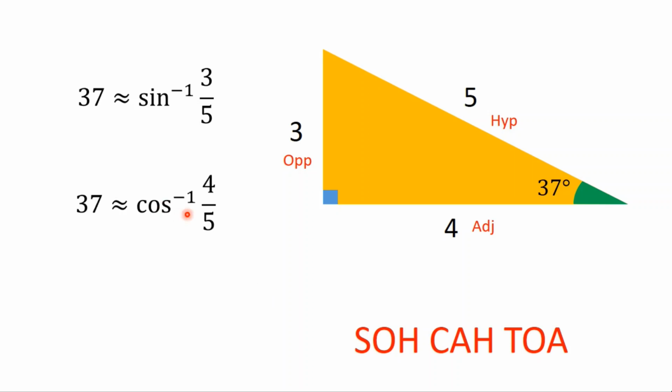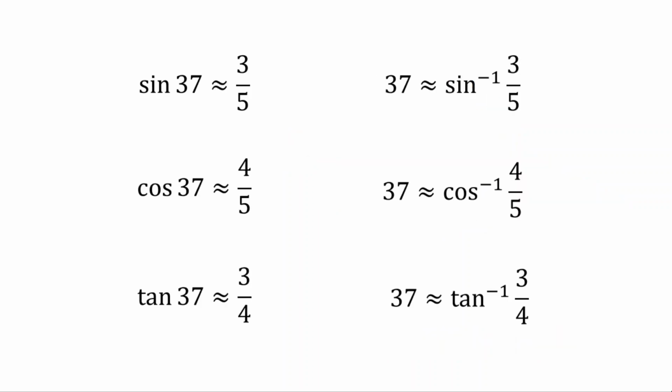37 is the inverse cos of 4/5. Again, I'm using my CAH, I'm using my cos of theta equals adjacent over hypotenuse. So cos of 37 equals 4/5, which means that 37 is the inverse cos of 4/5. And finally, it is also true that 37 is approximately the inverse tan of 3/4. So just to put it all on one page so you can see the comparison here. If I know what sine of something is, then the inverse sine is just undoing it. So what we have here is six very nearly true statements that we have formed using these functions.